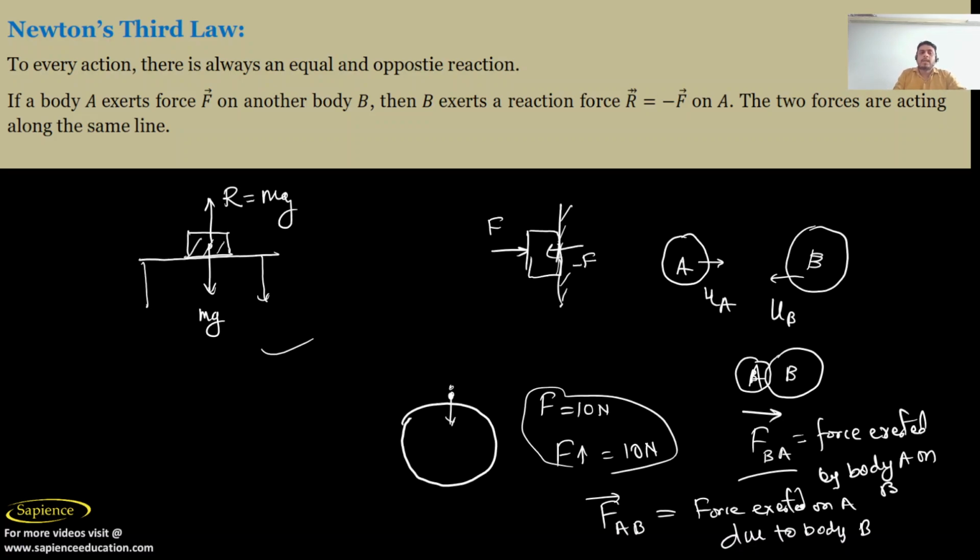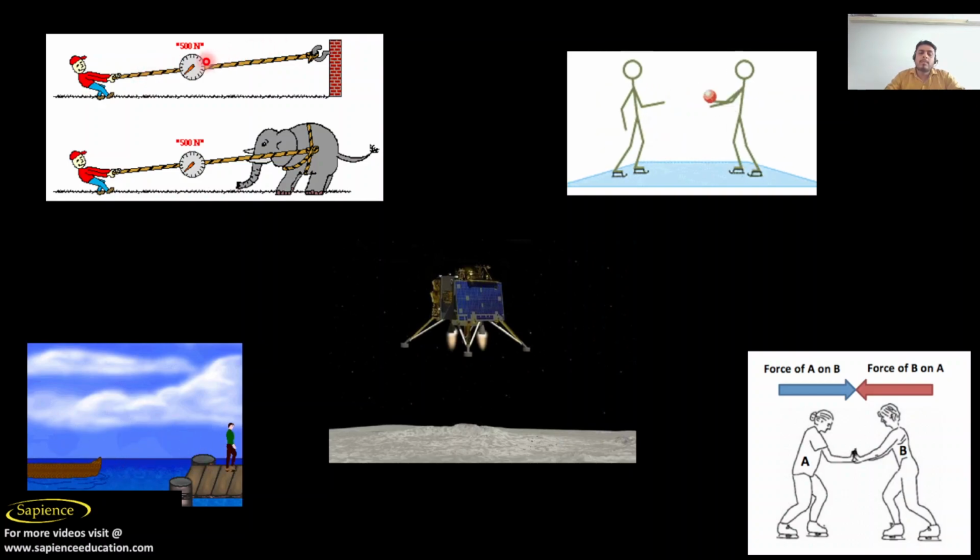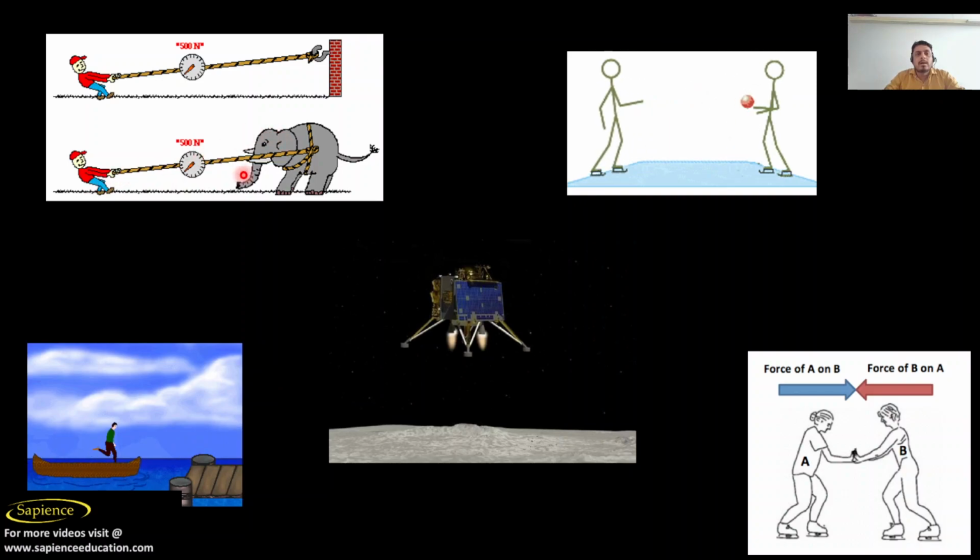Again I will show you some examples. See here, a person is applying a force in a figure. You can see this person is applying a force of 500 newton. Then the opposite wall is also applying a force of 500 newton. If you replace the wall with an elephant, and the person applies 500 newton, the elephant also applies 500 newton. Understood? This is how equal and opposite forces act.